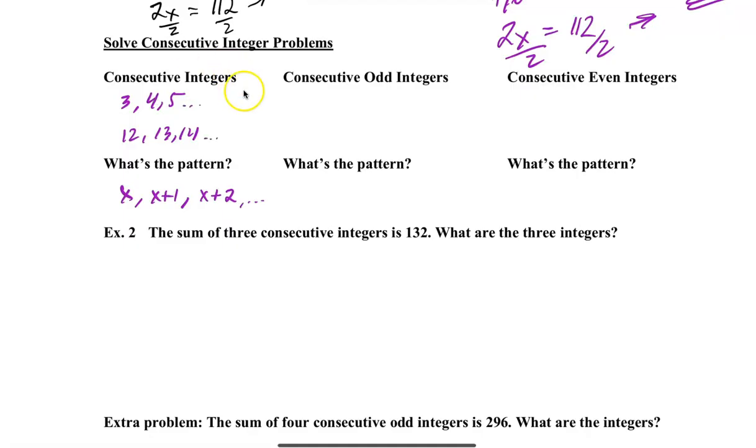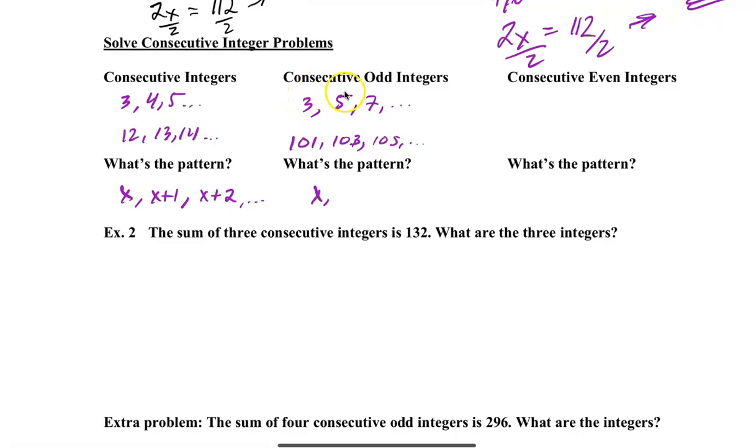If you do consecutive odd integers, that's something like you go 3 and then 5 and then 7. I'm not sure why I started at 3. It's just the way it's been going. You can also do like 101, 103, 105, and so on. Right, those are consecutive odd integers. So in this case, your first one's x. How do you get to 5? You're adding 2.